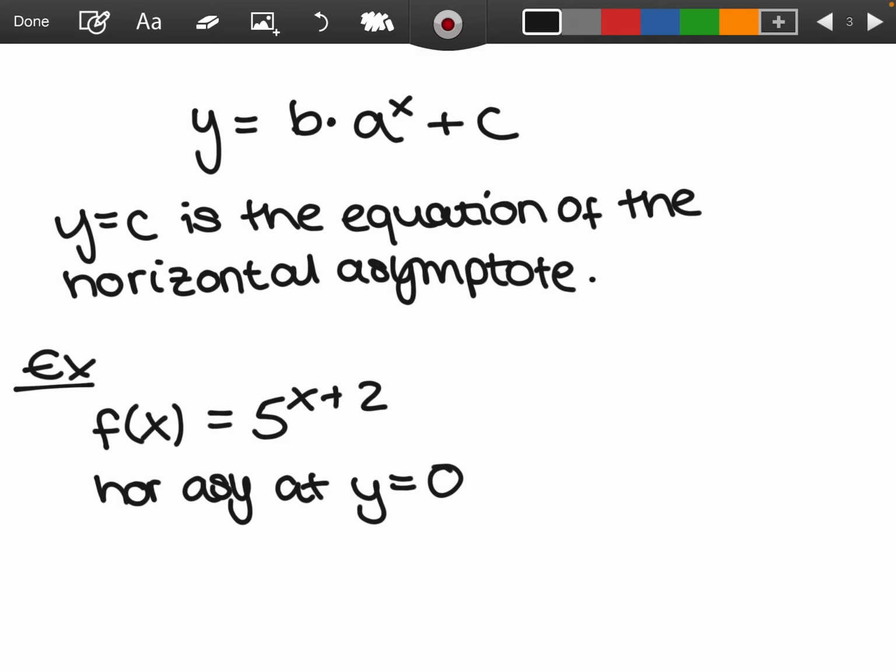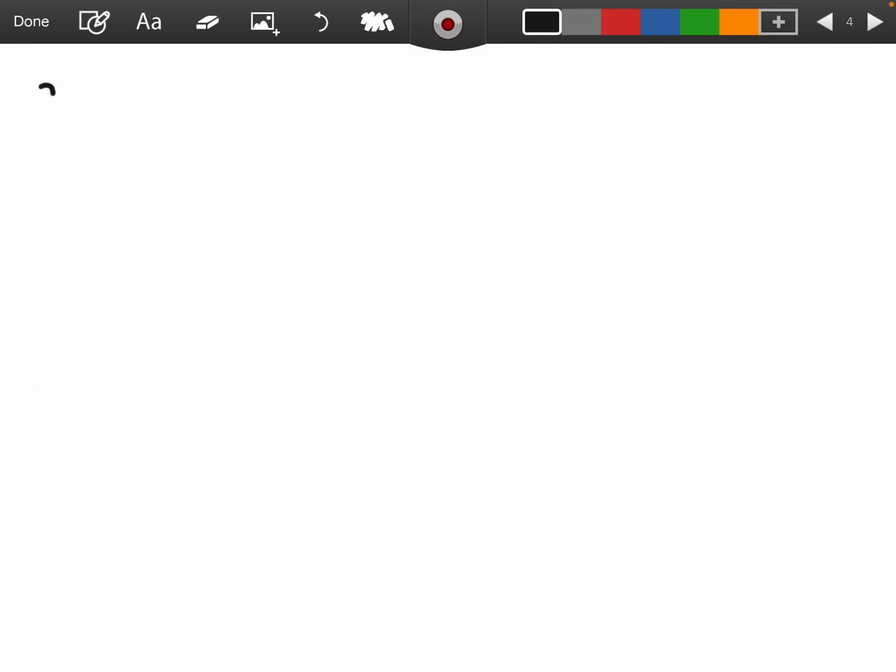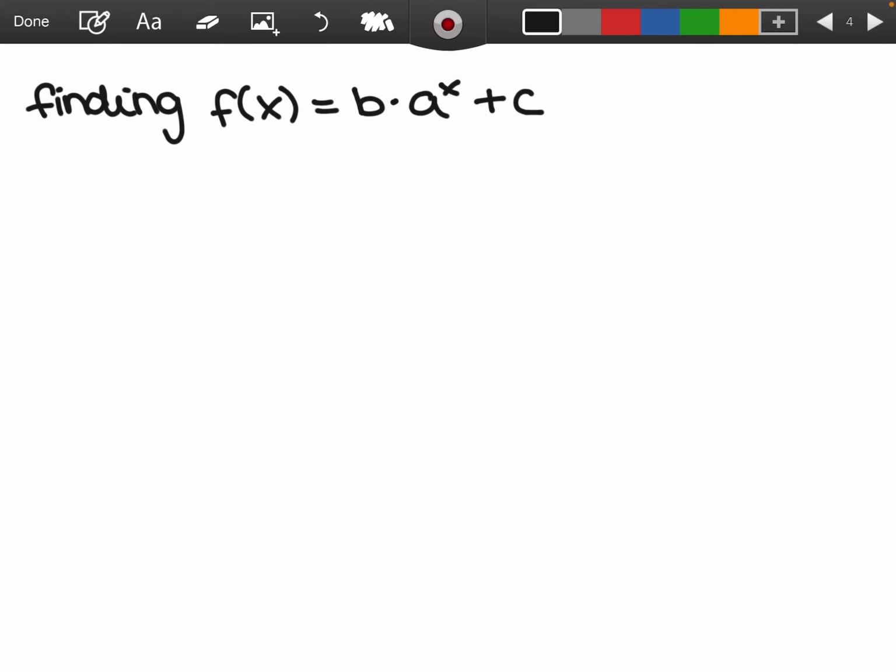The next thing that I want to do is, given a graph of an exponential function and a couple of points that lay on that graph, can we actually find f of x given this graph? So we're going to be finding f of x is equal to b multiplied by a to the x plus c. So we're finding our function given the graph. How do we do that?